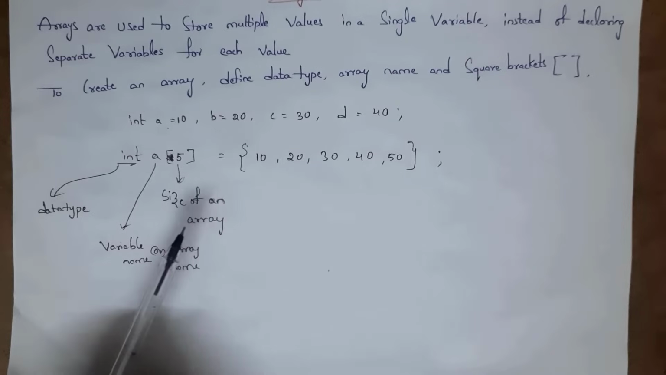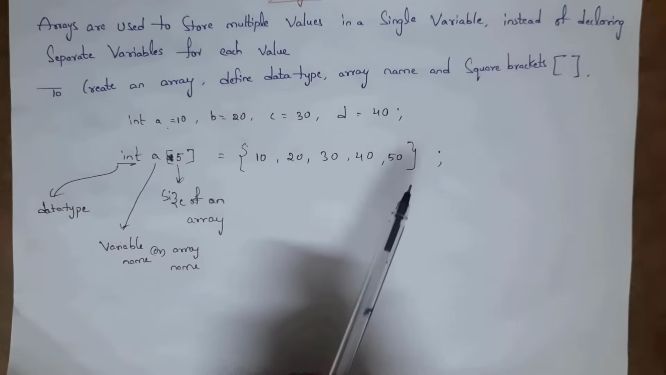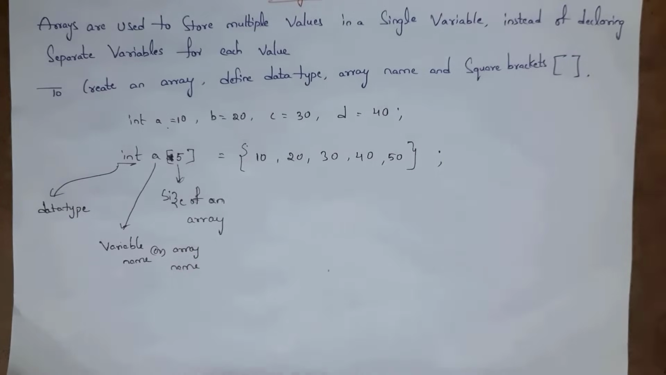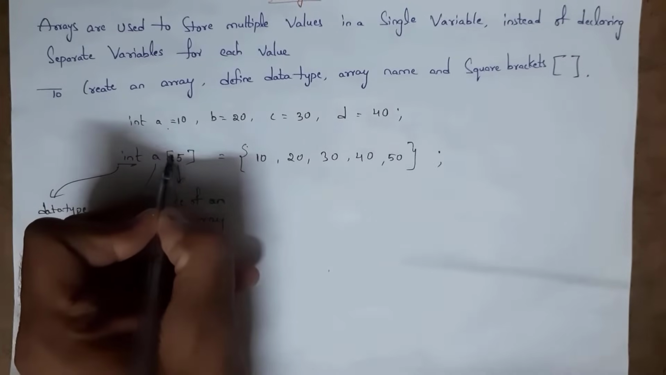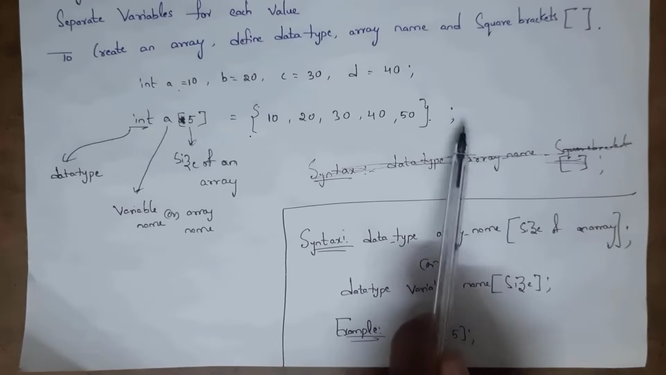For example, if I want to store 5 values like 10, 20, 30, 40 and 50, then I need to include size as 5. For example, if I want to store 15 values, then here I need to include size as 15. You need to include values inside curly brackets and you need to close with semicolon.